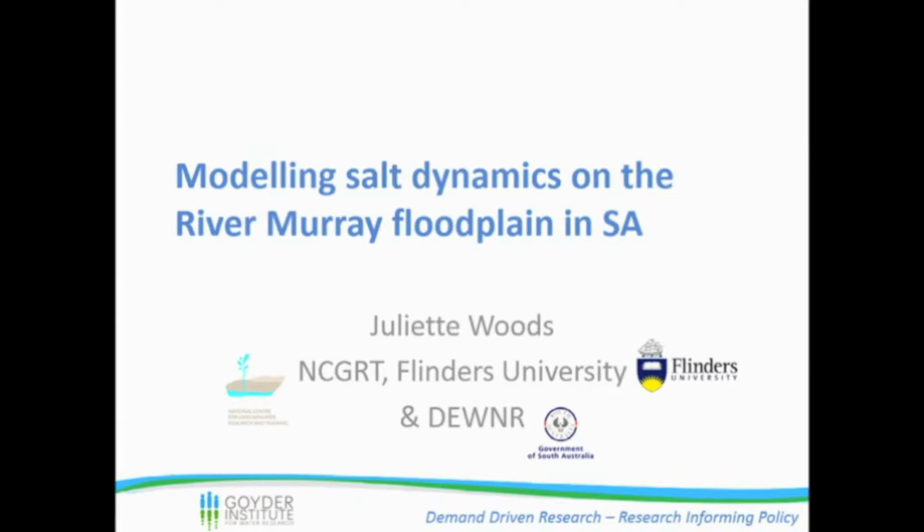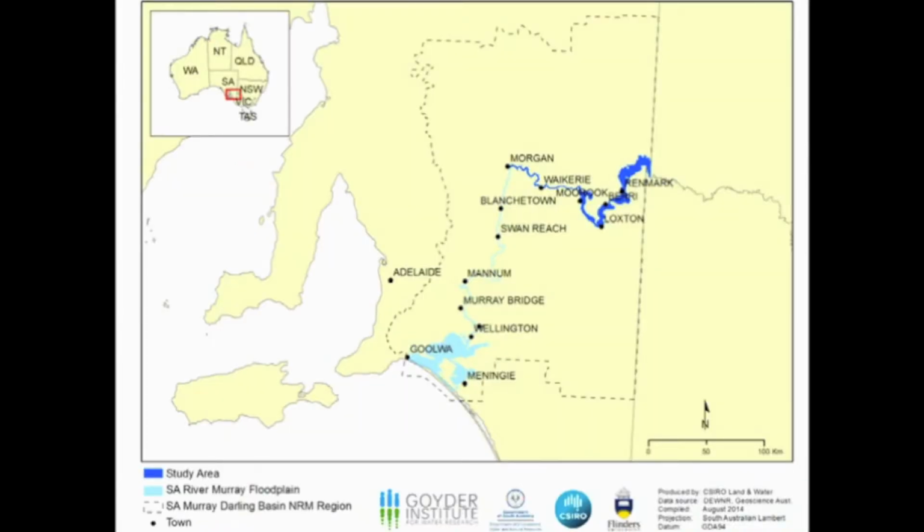So I'll be talking about the Goyder project that it's been my pleasure to lead. In fact, my continuing pleasure to lead. It doesn't actually finish until end of May, along with the 100 other Goyder projects. And this one's on modelling salt dynamics in the River Murray floodplain in South Australia. Specifically, we are looking at the area between Morgan and the border because it's got specific kinds of dynamics which make it distinct from the downstream area. So that's the dark blue.